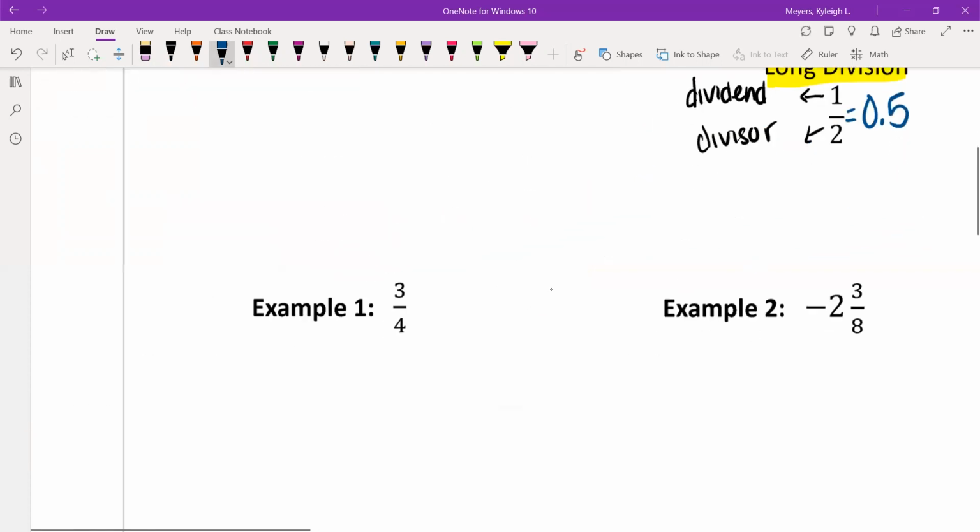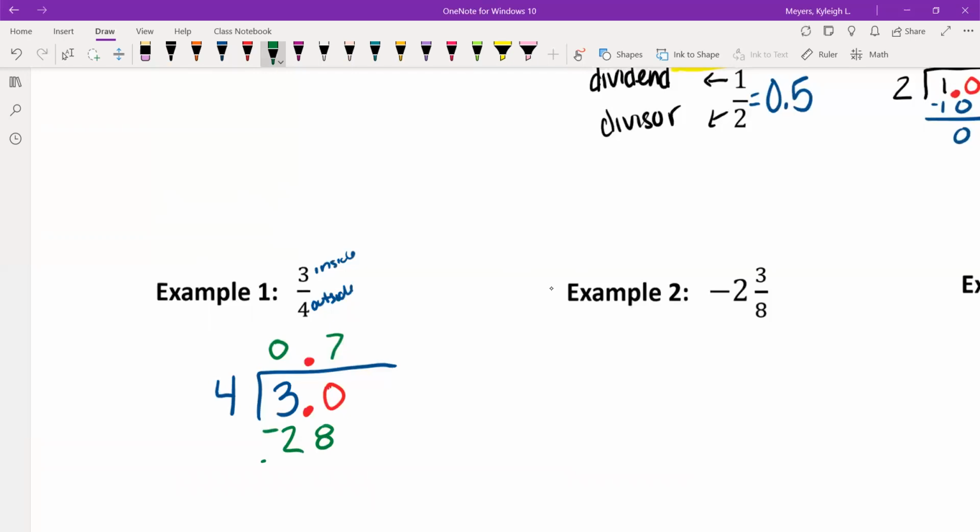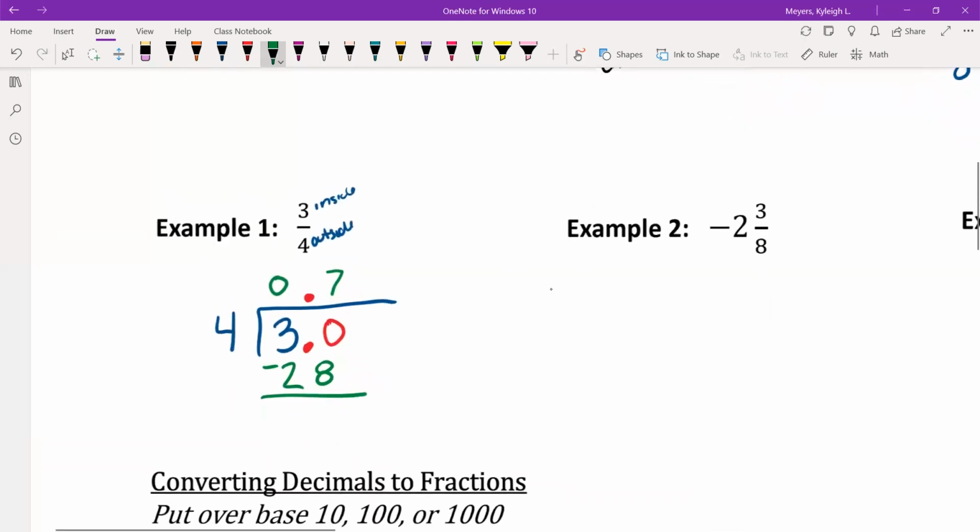Okay, so let's do that again. So this goes inside, this goes outside. So we have 3 inside, 4 outside. Can 4 go into 3? No, so we have to add a point 0. And if we add a point down there, we add a point up there. And we said it goes 0 times. But how many times does 4 go into 30? 4 goes into 30 7 times, and that's 28. And we'll have a 2 left over.